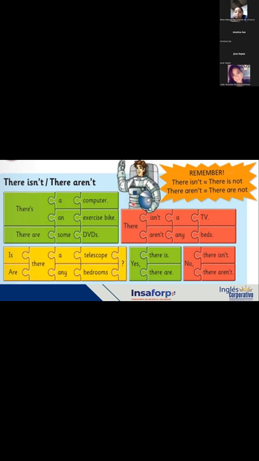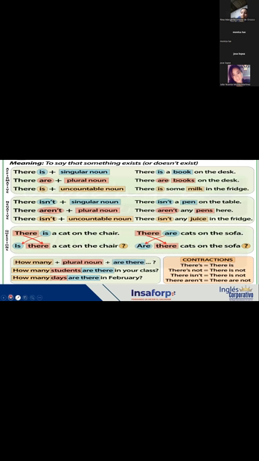Clear as the water? Yes, it's clear. Perfect. So let's move on. And here we have pretty much everything that we just saw. This is the general information about everything. So let's try to understand this mix of things.